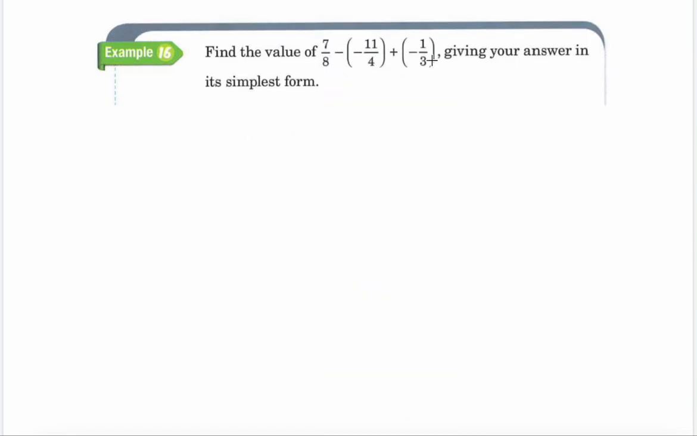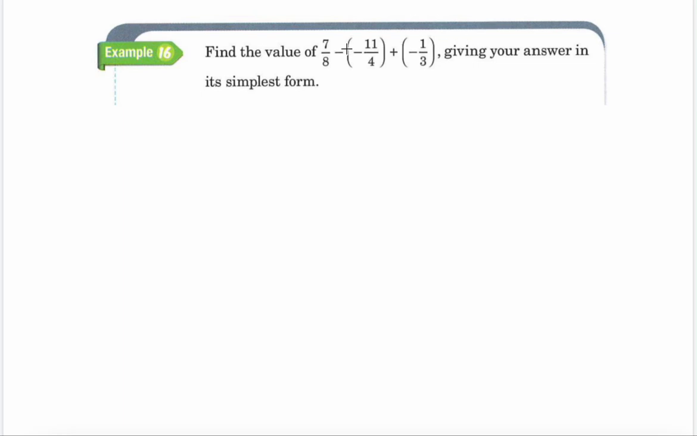All right, here's another example. You need to find the value of 7/8 minus negative 11/4 plus negative 1/3, giving your answer in its simplest form, meaning you need to simplify any fractions you have at the end. Go ahead and pause the video and try it on your own first.